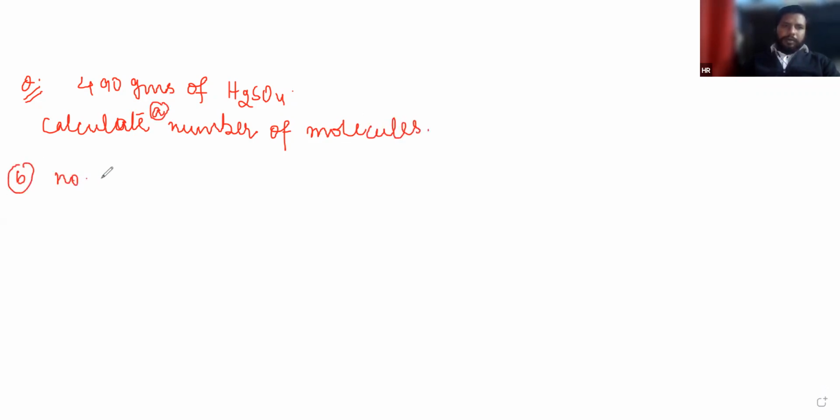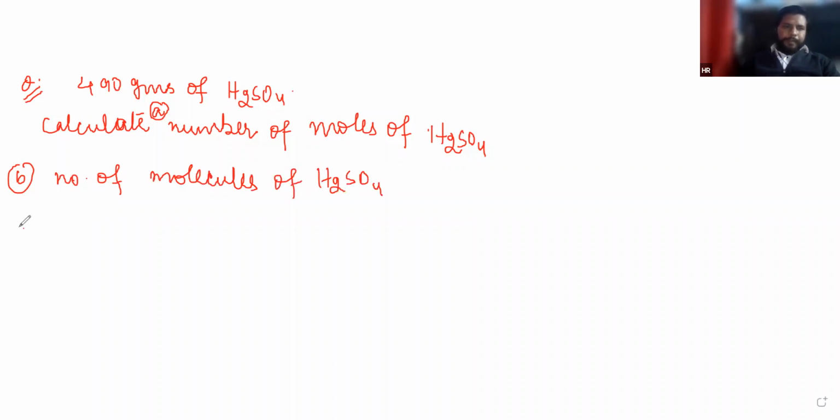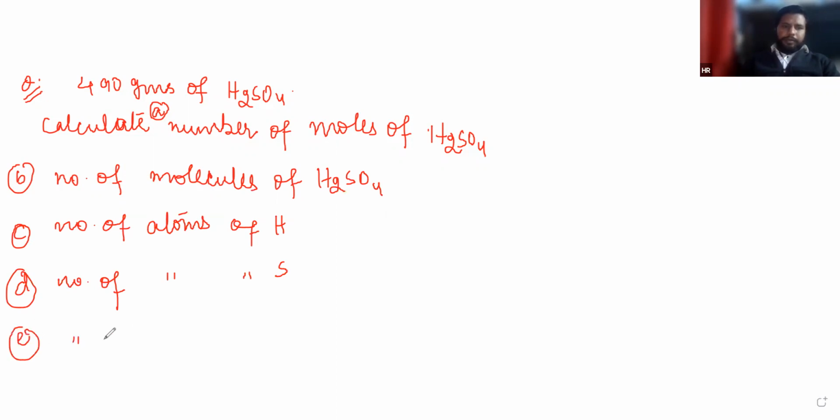B is number of moles. Wait a minute. A is number of moles of H2SO4. B is number of molecules of H2SO4. C is number of atoms of hydrogen. D is number of atoms of sulfur. E is number of atoms of oxygen.